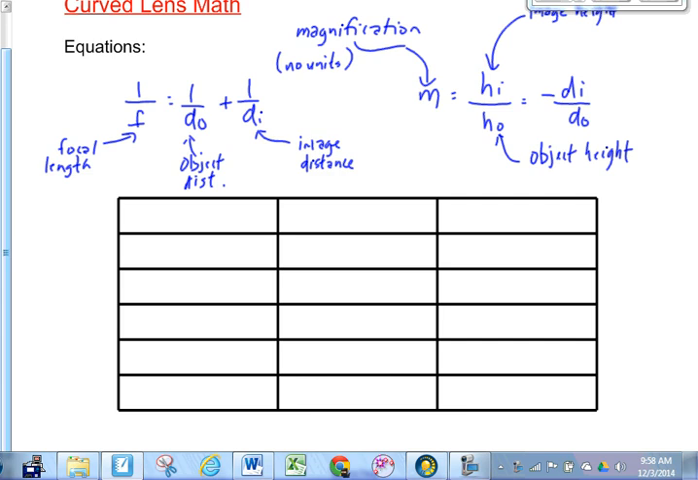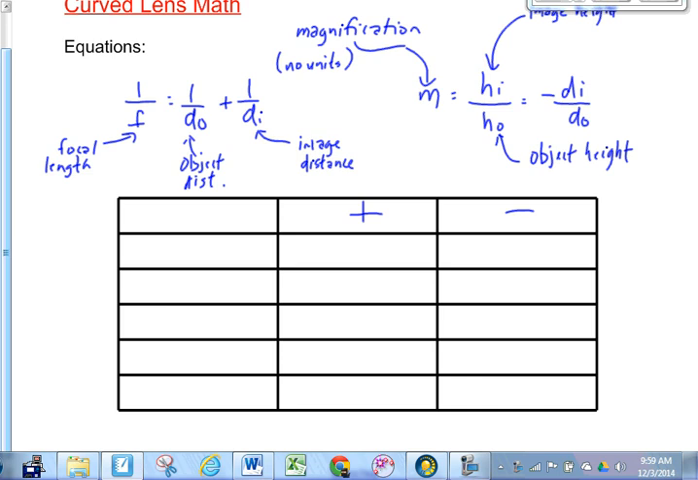Before we do any numbers, before we put any numbers into these equations, we have to identify a sign convention or some sign conventions. In other words, what's positive, what's negative. Because all of these variables, F, DO, DI, HI, HO, and M, can all be positive in some circumstances and negative in other circumstances. Let's create a little chart here to identify when these are positive and when they should be negative.